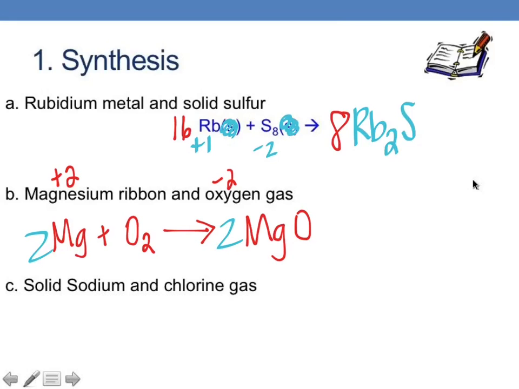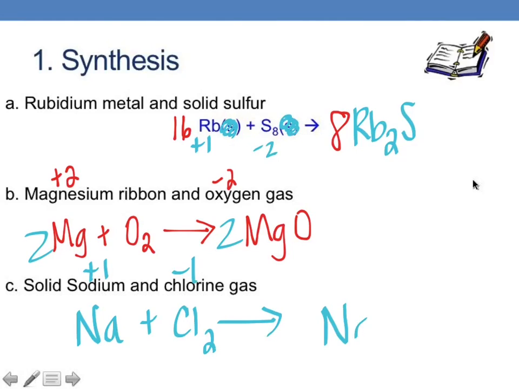Sodium. What's the formula for sodium? And chlorine gas. What's the formula for chlorine gas? Cl2. Sodium is a plus 1. Chlorine is a minus 1. So the formula is NaCl. And then you have to go back and balance it. Put a 2 there and a 2 there. Everybody good with synthesis?